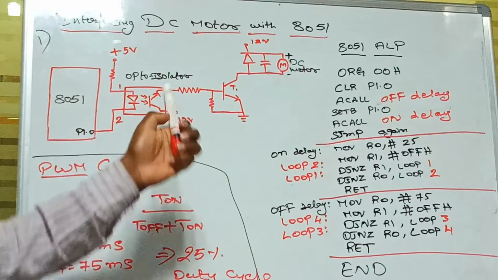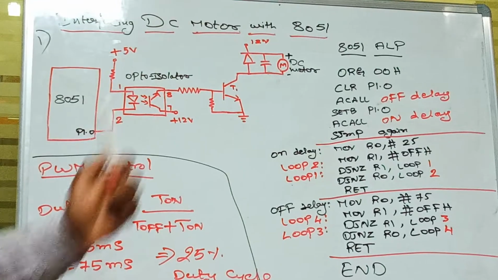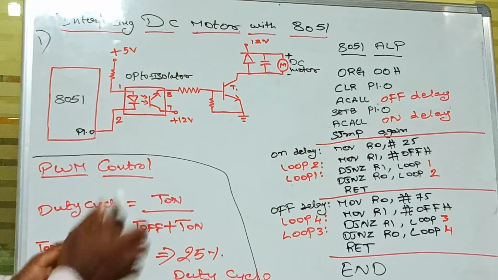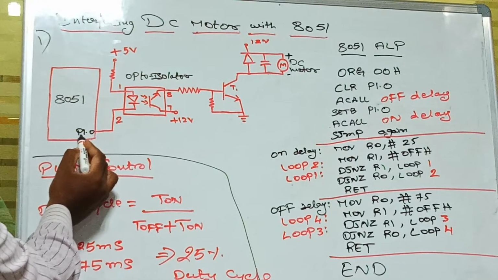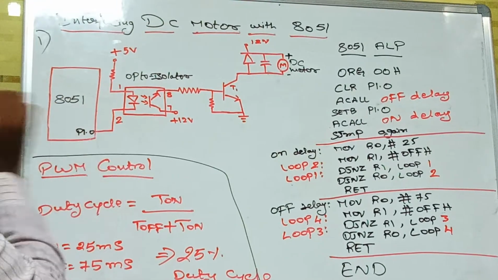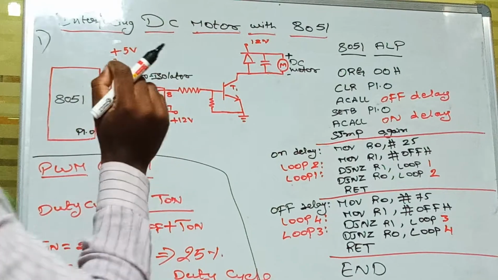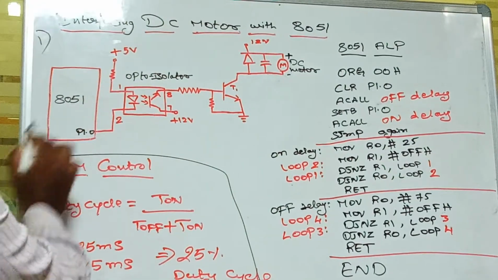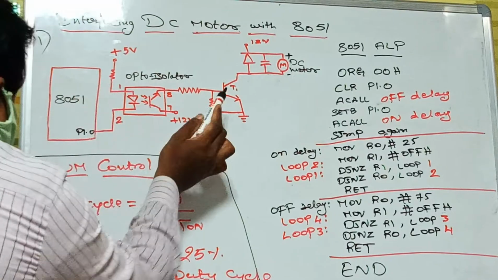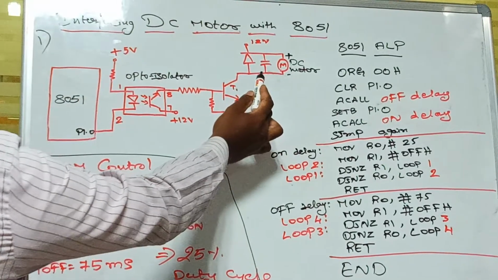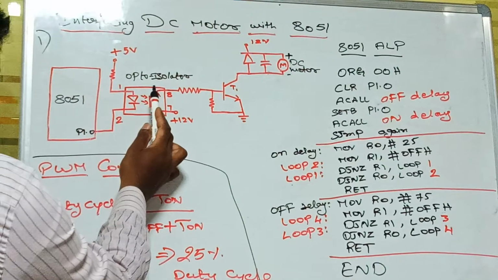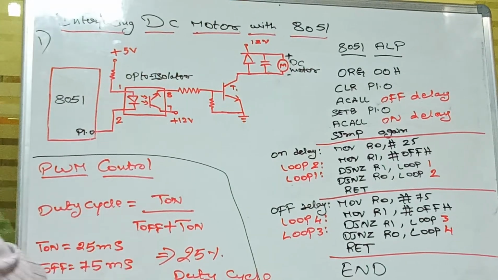In my DC motor, I have taken P1.0. P1.0 means port 1 of bit 0. I have taken 1 bit of port 1, that is P1.0. Now, the DC motor is totally controlled by the operation of the 8051 microcontroller and the opto isolator.